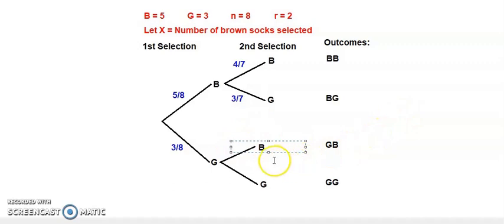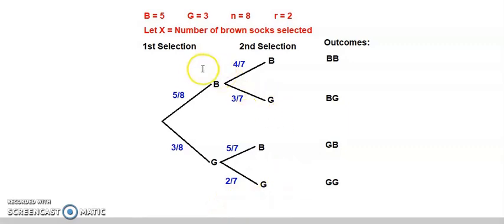Okay, how about this? Choose a brown sock on the second selection given that the first selection is green. Look here. First we chose green, right? So how many brown socks do we have? 5/7. Why 5? Because here we chose green, so we still have all 5 brown socks. Why over 7? Because we already took 1 sock, which is green. So for green, we took 1 green here, so here it will be 2/7. So 5/7 plus 2/7 equals 7/7, which is equal to 1. You must check that the tree diagram is correct. The total probability cannot be more than 1.